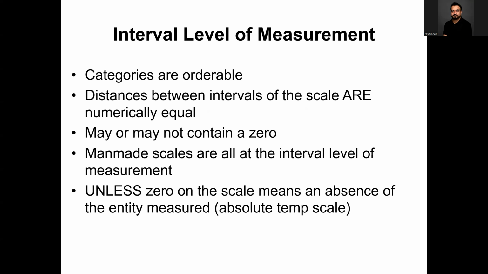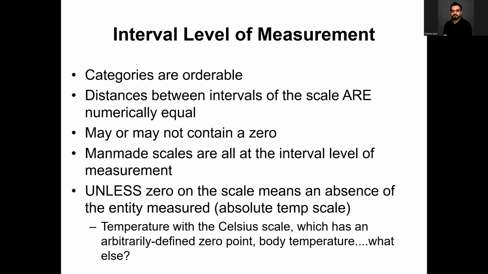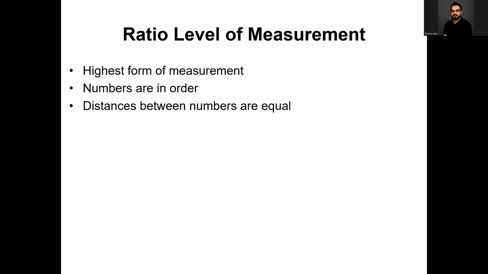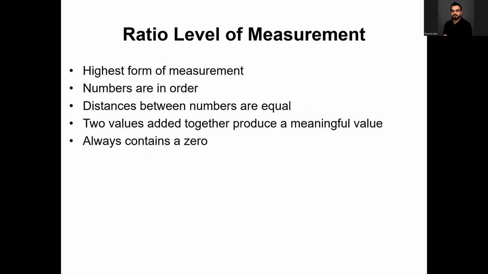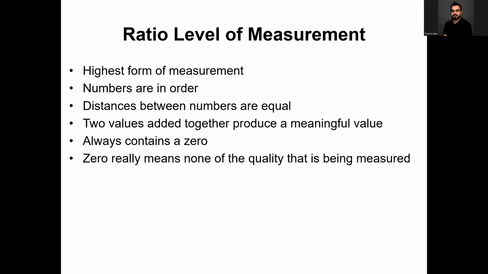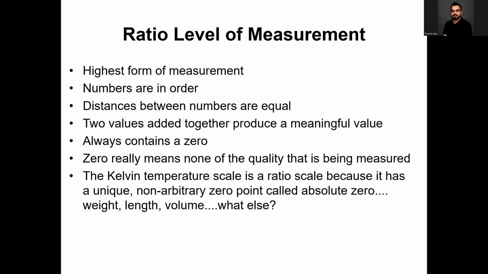Unless zero on the scale means an absence of the entity measured, absolute temperature scale. So temperature with the Celsius scale, which has an arbitrarily defined 0 point, like body temperature, these are interval level of measurement. Ratio is the highest form of measurement. Numbers are in order. There are equal intervals between numbers. Two values added together produce a meaningful value. Always contains a zero. Zero really means none of the quality that is being measured.